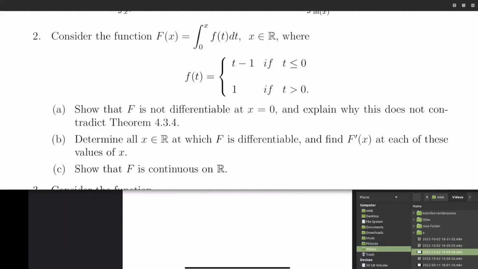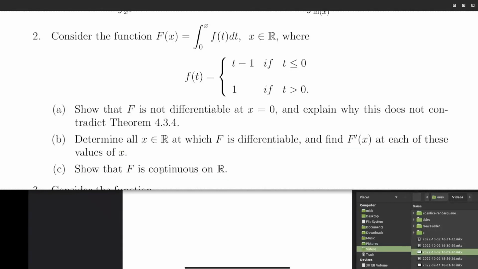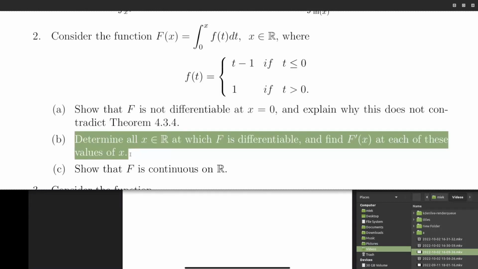Okay, let's take a look at part C of this question. So we want to show that f is continuous everywhere on R. In part B, we've already shown that f is differentiable everywhere except at 0. So that means, since differentiability implies continuity, we already know that f is continuous everywhere except at 0. We don't know yet at 0.